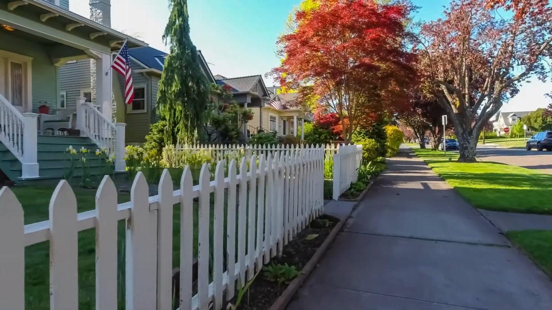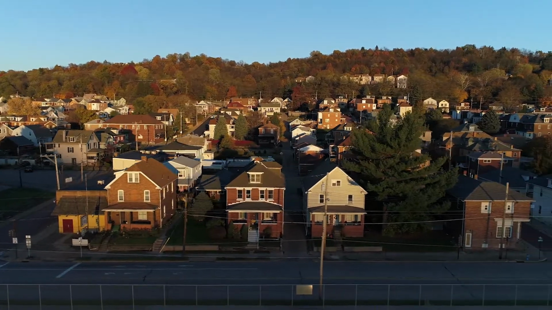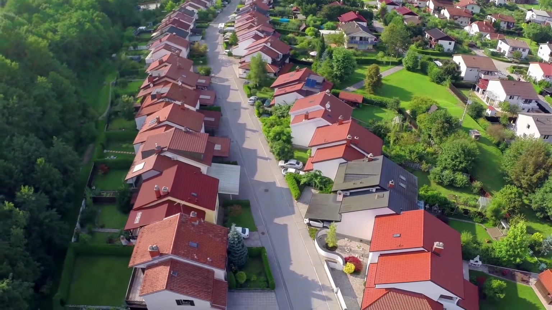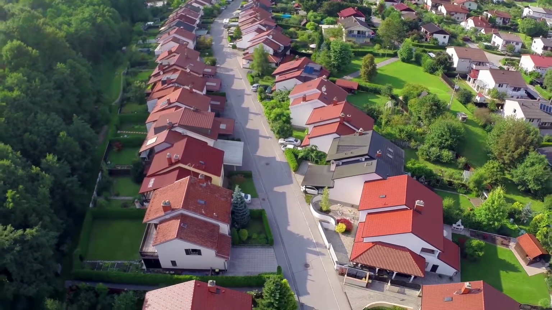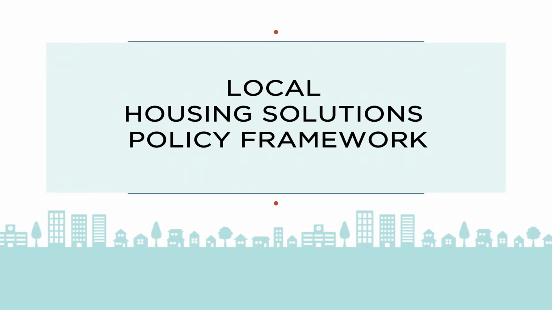Local Housing Solutions has identified nearly 100 separate policies that cities and counties can consider when developing a local housing strategy. With so many choices, it can be difficult to know where to start. To help organize and simplify your policy options, we created the Local Housing Solutions Policy Framework, which organizes our policy content into 4 pillars that we recommend be included in every local housing strategy.